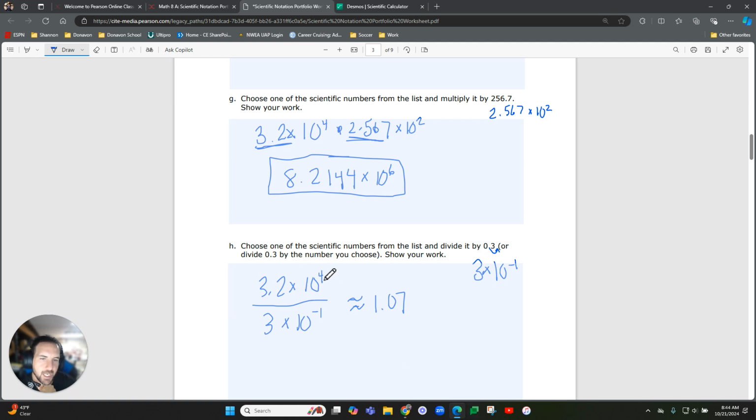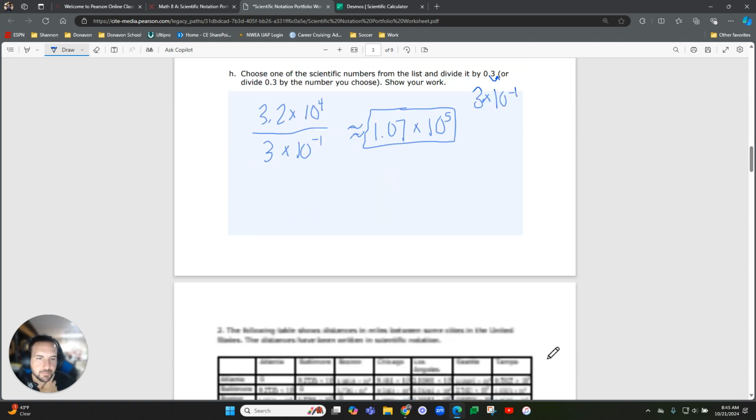All right, and then we subtract the exponent, so it's 4 minus a negative 1. So remember, when we subtract a negative, we're actually adding. So 4 minus a negative 1 is actually 4 plus 1. So that would be to the 5th power. So 1.07 times 10 to the 5th, approximately. That's it for letter H.